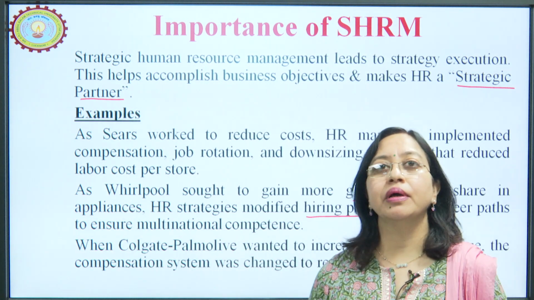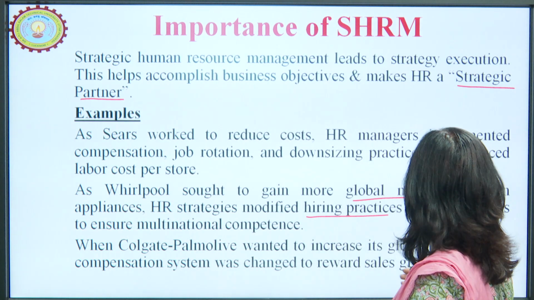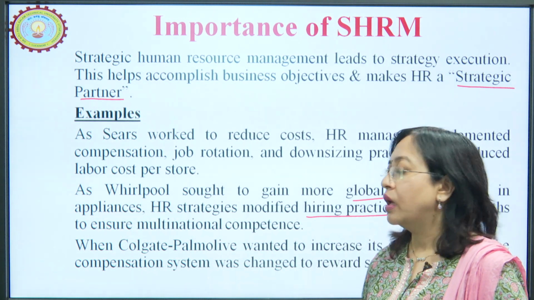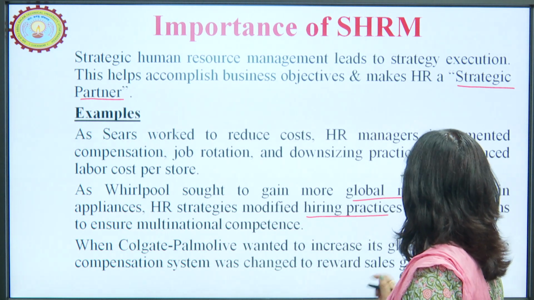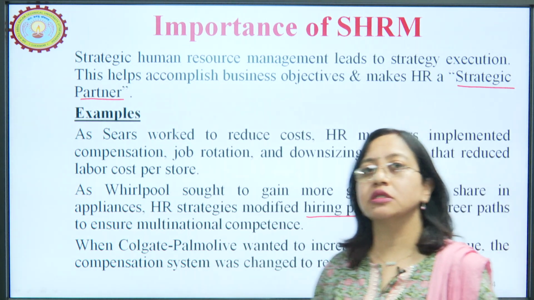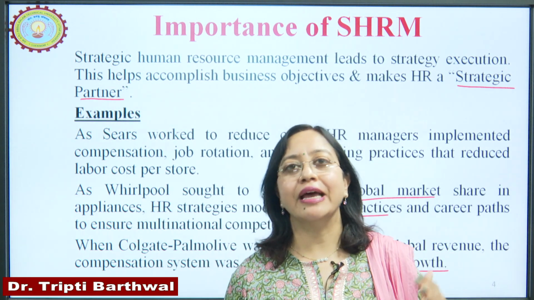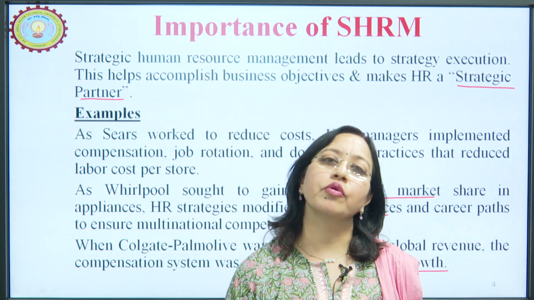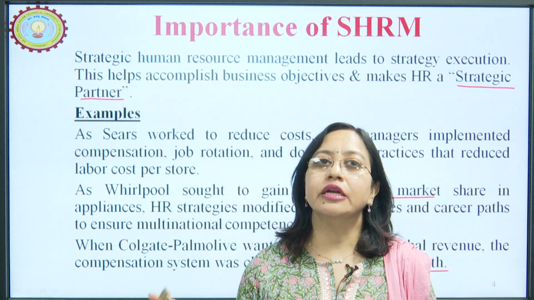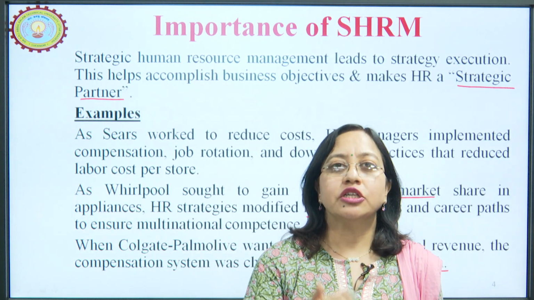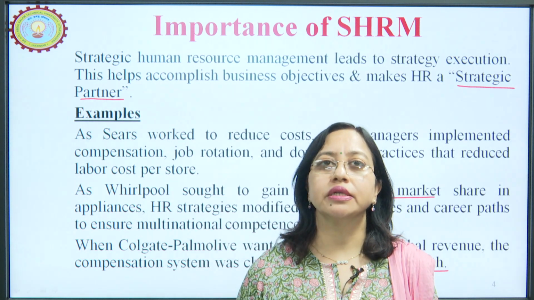And the third example is of again a very famous company, Colgate-Palmolive, which wanted to increase its global revenue, and the compensation system was changed to reward sales growth. So, the entire compensation system of the organization was changed so that it was linked to sales, so that the sales could improve. So, again a strategic goal, a long term goal, and it is through the intervention of the right kind of HR practices and policies that this strategic objective was achieved.